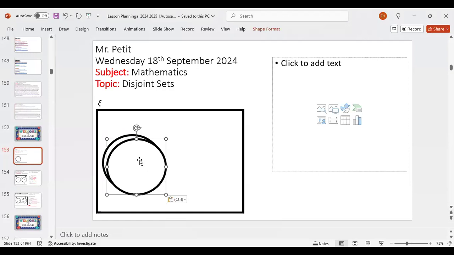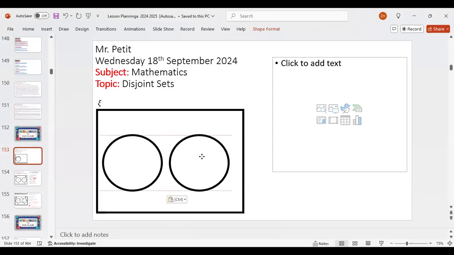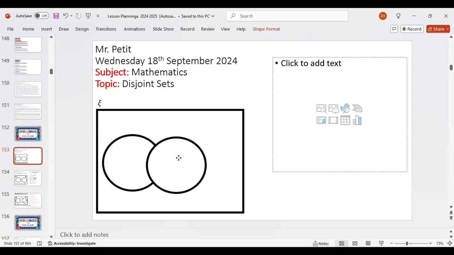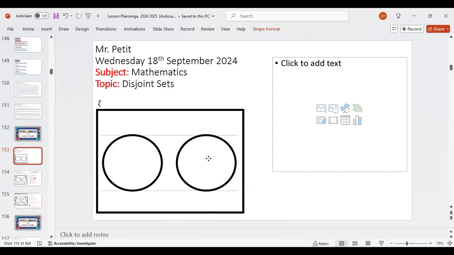So let's draw another circle. It's going to be right here. Is it going to be intersecting or overlapping? No, sir. No, they're actually going to be separated. No intersection. Very good, Miss Cash.